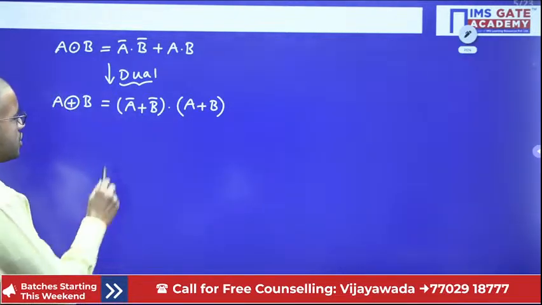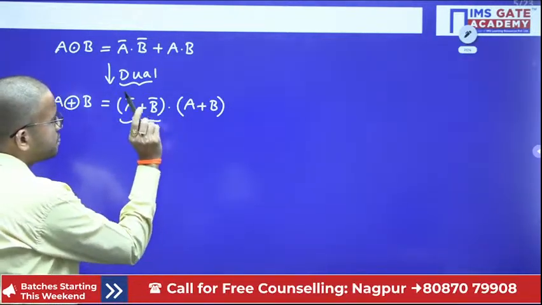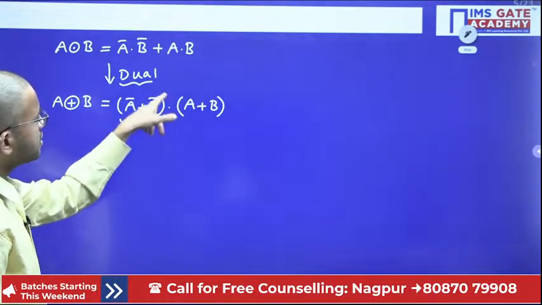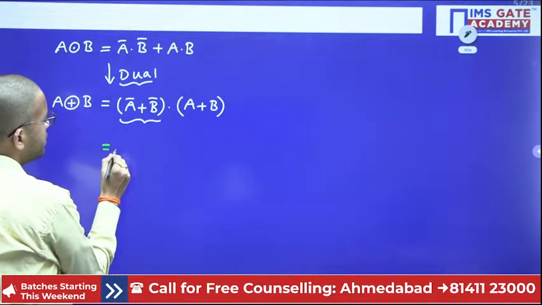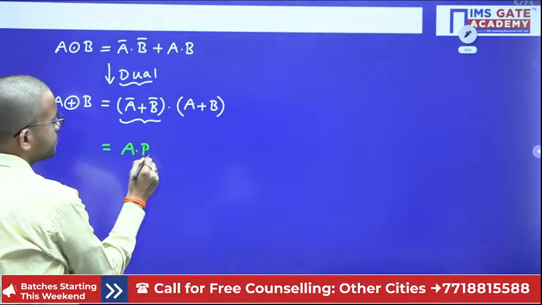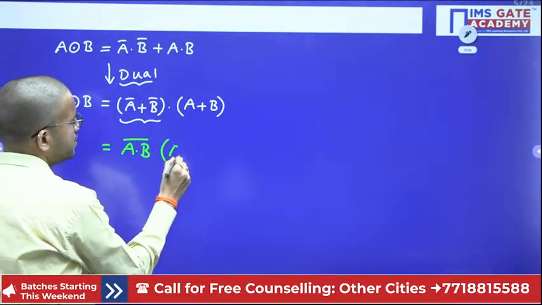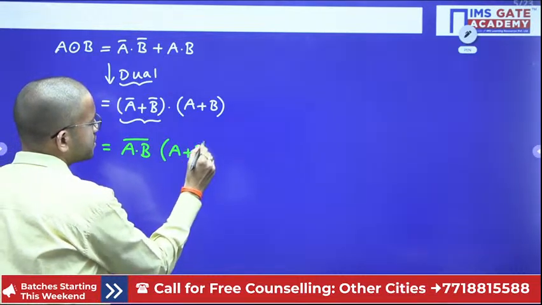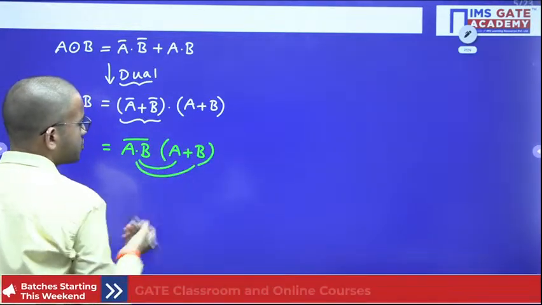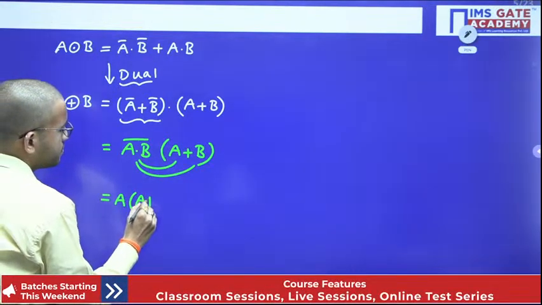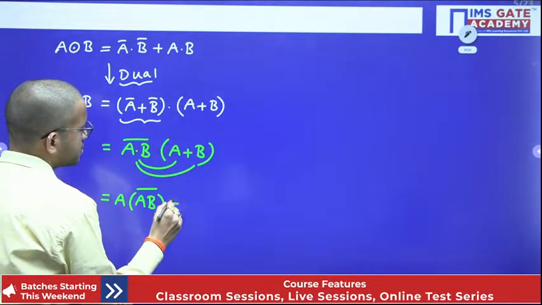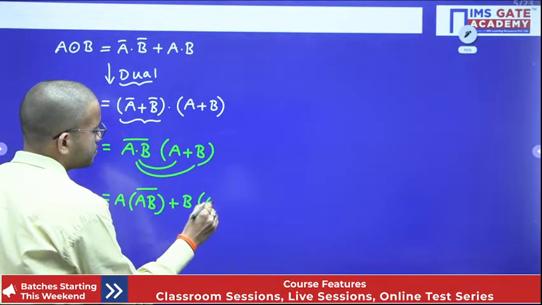Now you have A bar plus B bar. By using De Morgan's law, we can write A bar plus B bar as AB bar. Yes or no? AB bar into A plus B. Now just multiply this term with these two. That's all. A into AB bar plus B into AB bar.